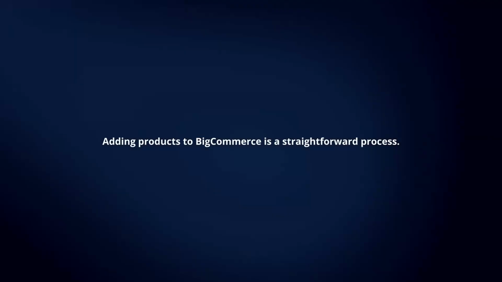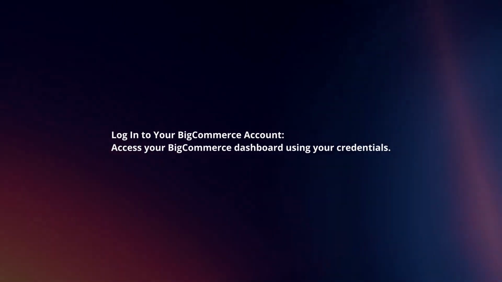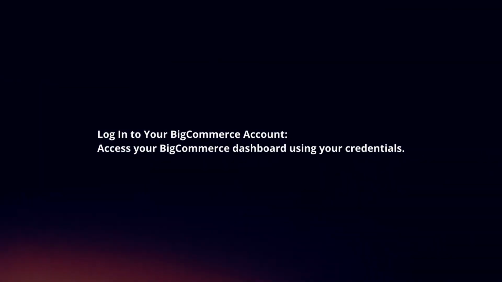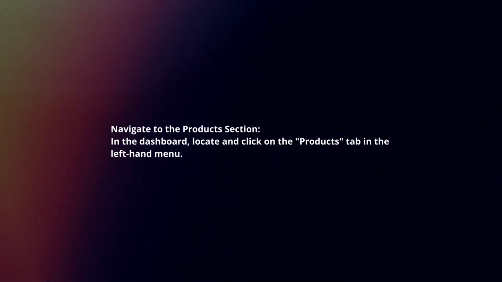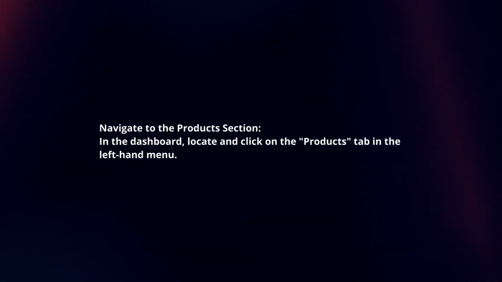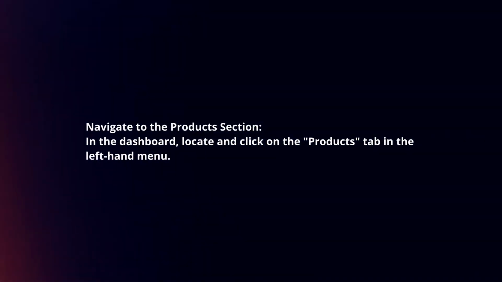Adding products to BigCommerce is a straightforward process. Follow these steps. Log into your BigCommerce account. Access your BigCommerce dashboard using your credentials. Navigate to the Products section. In the dashboard, locate and click on the Products tab in the left-hand menu.